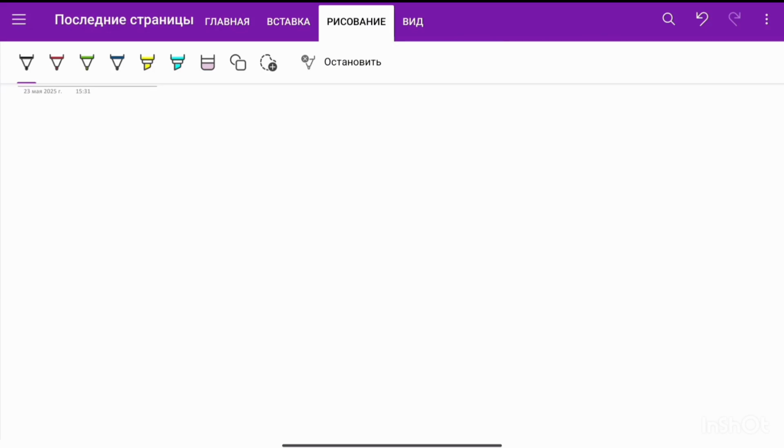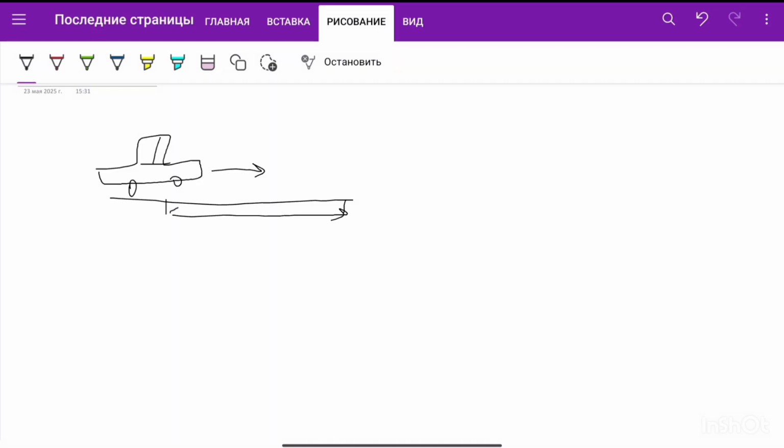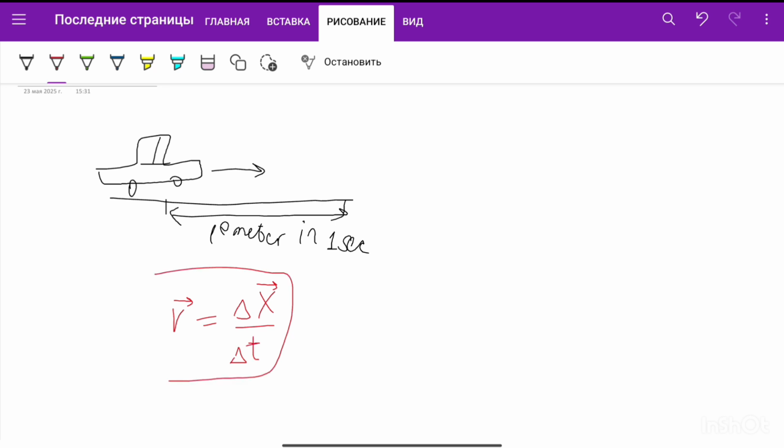In this video, we're gonna learn how to solve speed problems, how to draw graphs, and interpret them. Let's imagine there is a car that covers 10 meters in 1 second. We can express it in the following way. Velocity is equal to delta x divided by delta t, time. Delta means change, and I'll show later in the video what it mathematically is equal to.